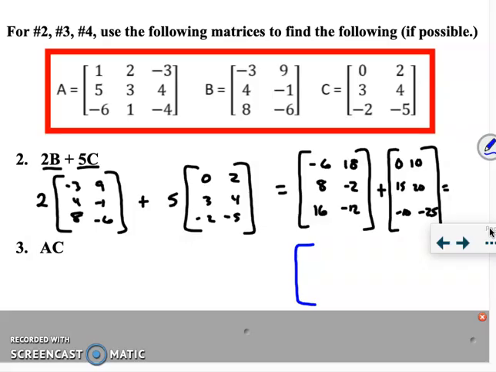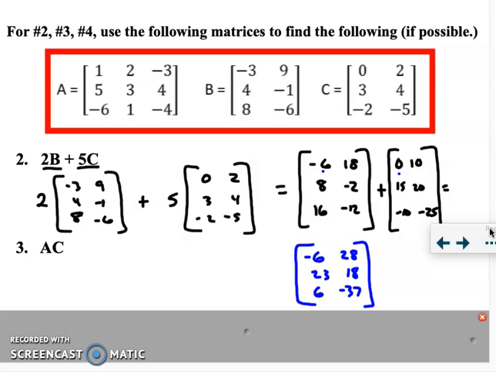We know that this is going to be possible, and more so that our final solution is going to be another 3 by 2 matrix. Adding row 1, column 1, row 1, column 2, and so on, we're going to get negative 6, 28, 23, 18, 6, negative 37 for that final solution.